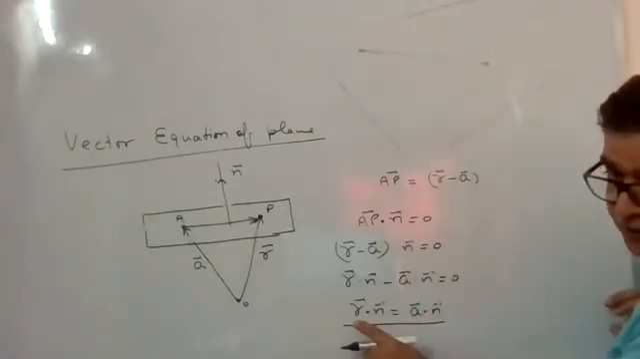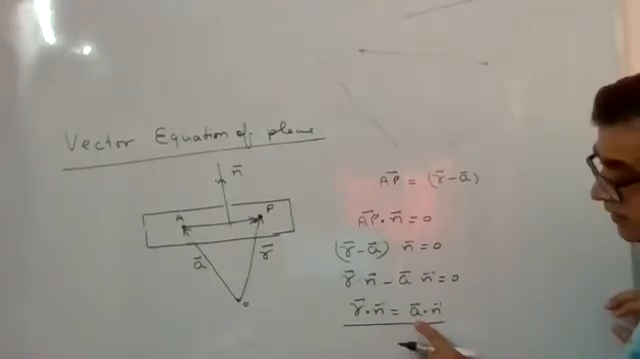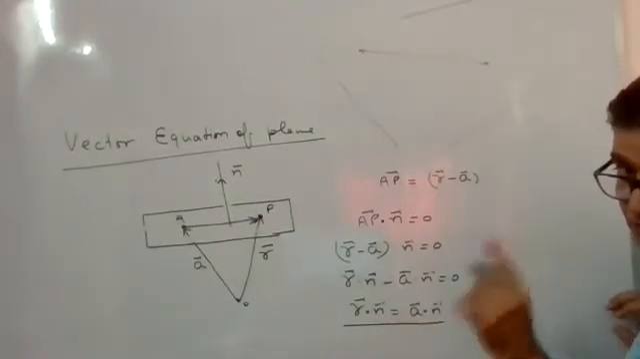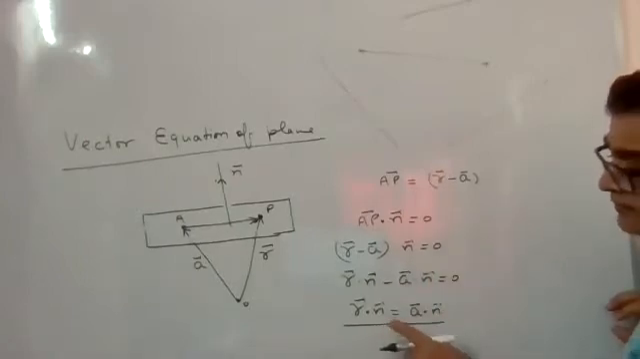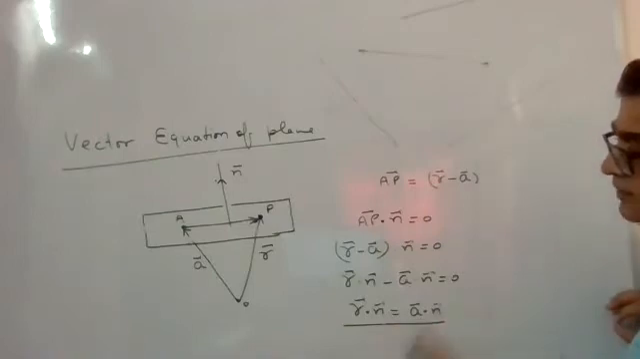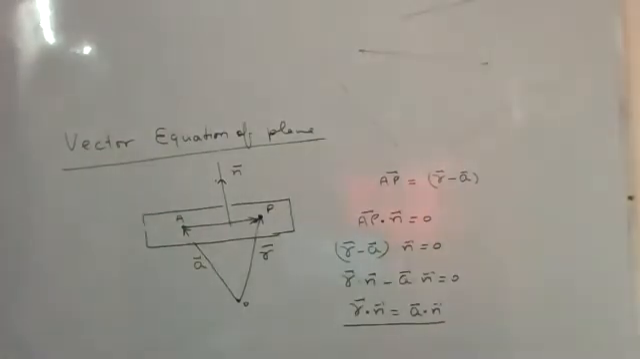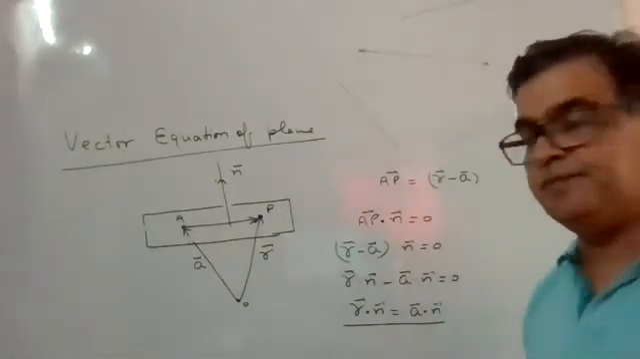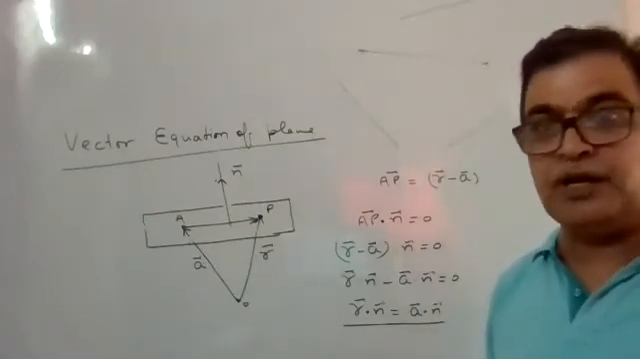R is a general point on the plane. A is the known point on the plane. What is n? N is a normal, a vector which is perpendicular to the plane, so that is n. So R dot n is A dot n. This is called the vector equation of the plane. Is there any doubt in this? Yes, please.